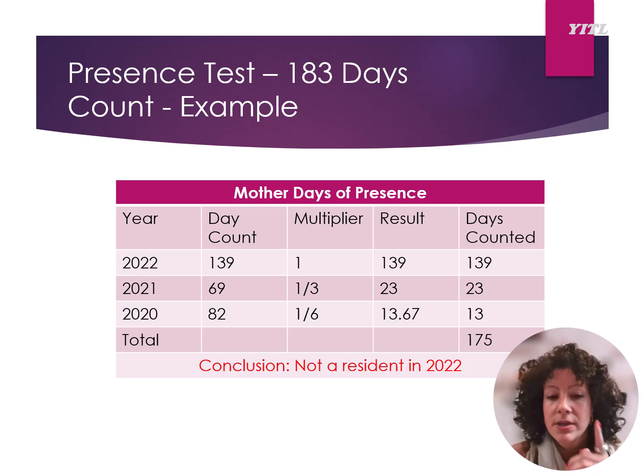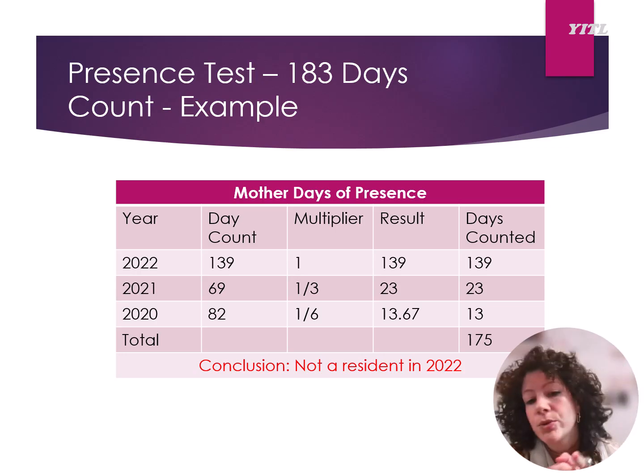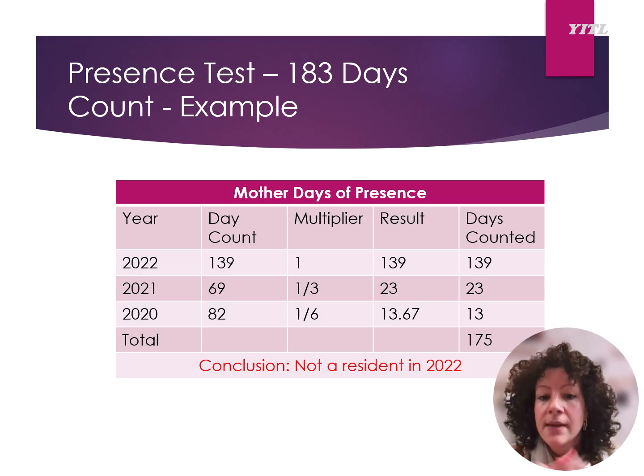So we're going to look at her days of presence in 2022. We multiply those days of presence by 1. For 2021, we multiply her days of presence by 1/3, and for 2020, we do the same, but we multiply by 1/6. That gives us a result. We don't really round up to a higher number. Those are just little details for now that you shouldn't think about too much.